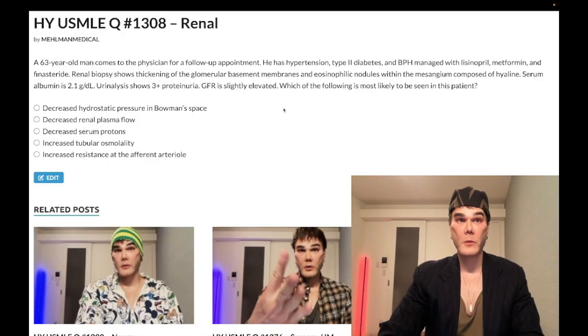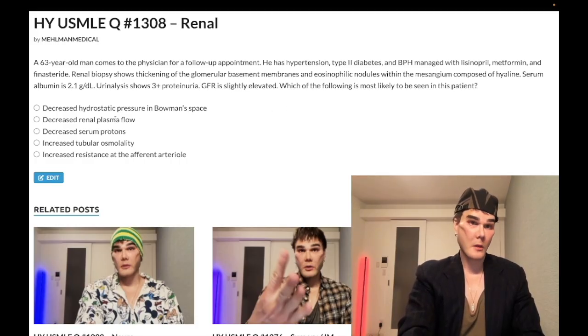63-year-old male, elevated creatinine, no other information. They'll say, what's the most likely explanation for his elevated creatinine? Answer is increased Bowman capsule hydrostatic pressure, increased tubular hydrostatic pressure, because it's assumed all old men have BPH, which is going to cause some degree of obstructive uropathy with increased hydrostatic pressure more proximally. Wrong answer.